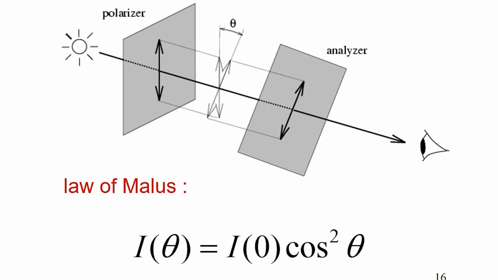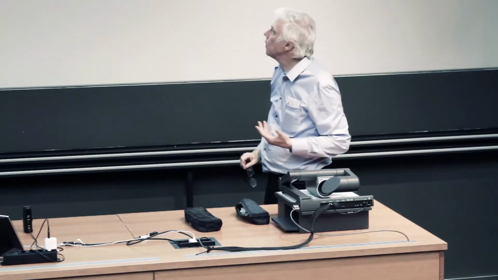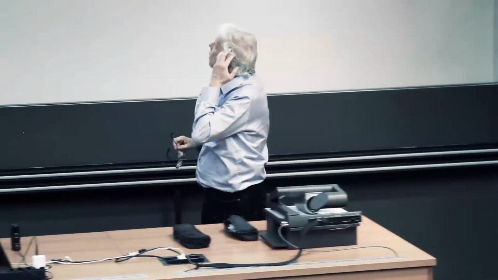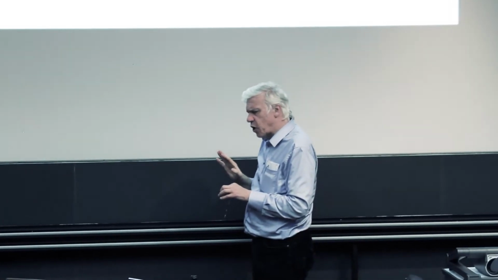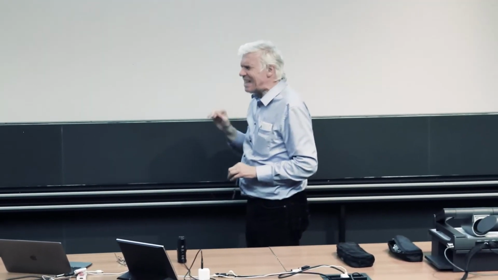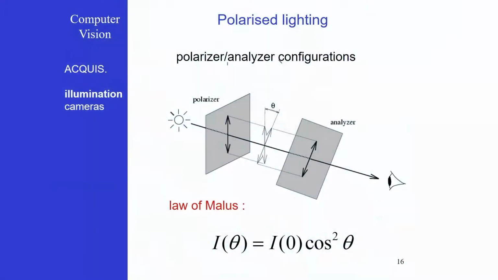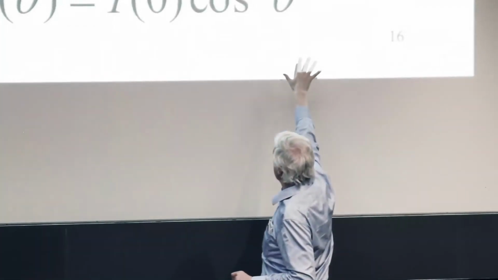So what we see is that if the two filters are aligned, most of the light gets through. But then, as you cross the two filters more and more, so the angle starts to increase, you get less and less light on the right-hand side. So under angle 0, what you see is I0, and as the angle increases, less and less light gets through. If theta is 90 degrees, pi over 2, the cosine drops to 0, and you get no light whatsoever.